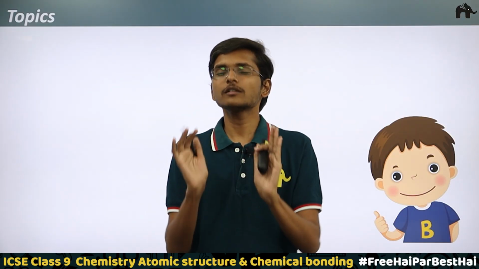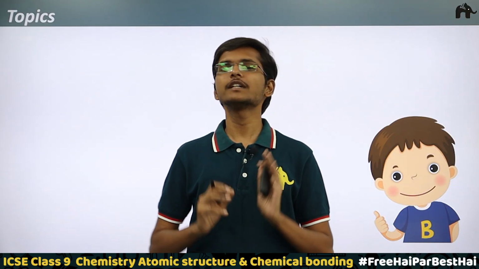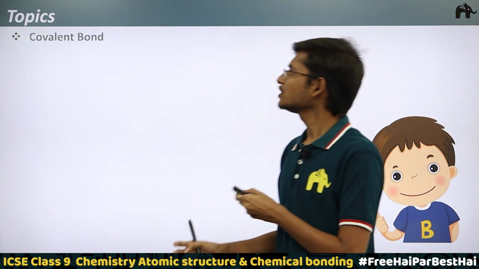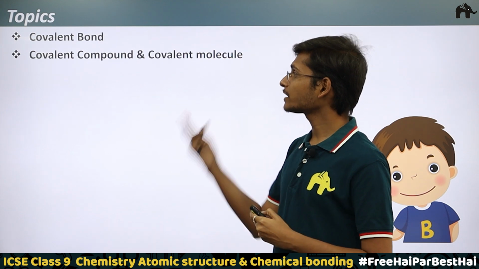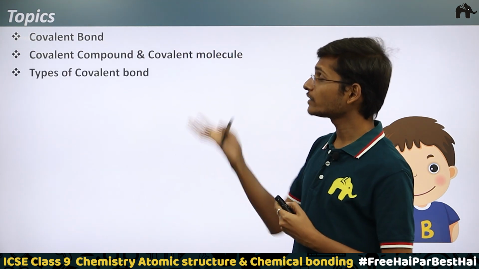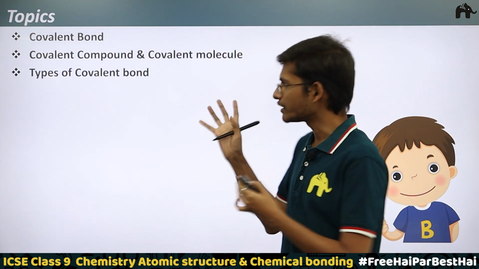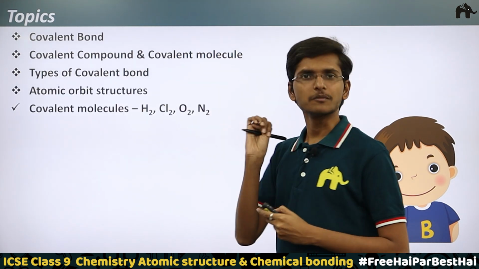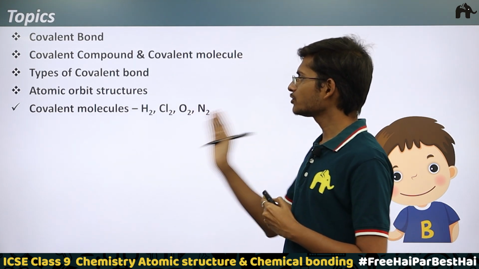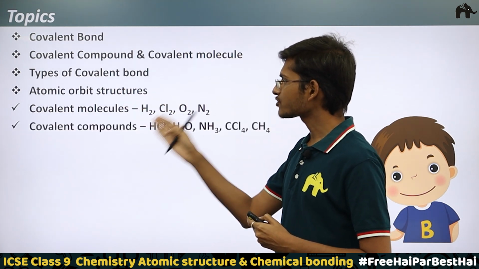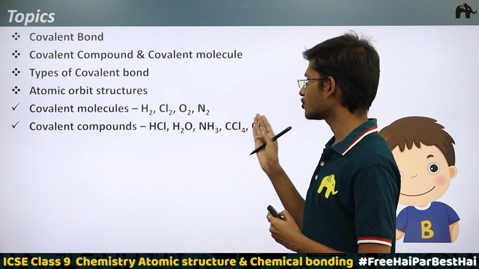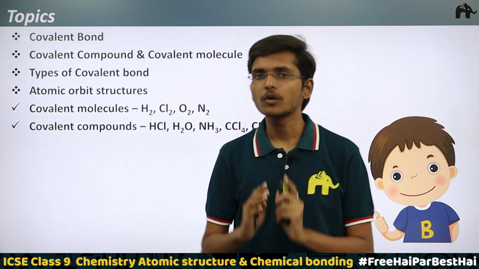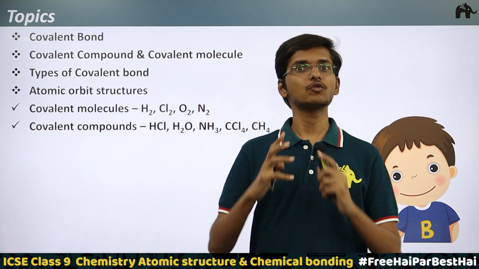So what are all the things we are going to study in covalent bonding? Let's have a look at it very quickly. We are going to first understand what a covalent bond is, then what covalent compounds and covalent molecules are, then the types of covalent bond, which is very interesting, and then the atomic orbit structures of covalent molecules like H2, Cl2, O2, N2, and then the atomic orbit structures of covalent compounds like HCl, H2O, NH3, carbon tetrachloride and methane. So let's start by understanding what a covalent bond is.